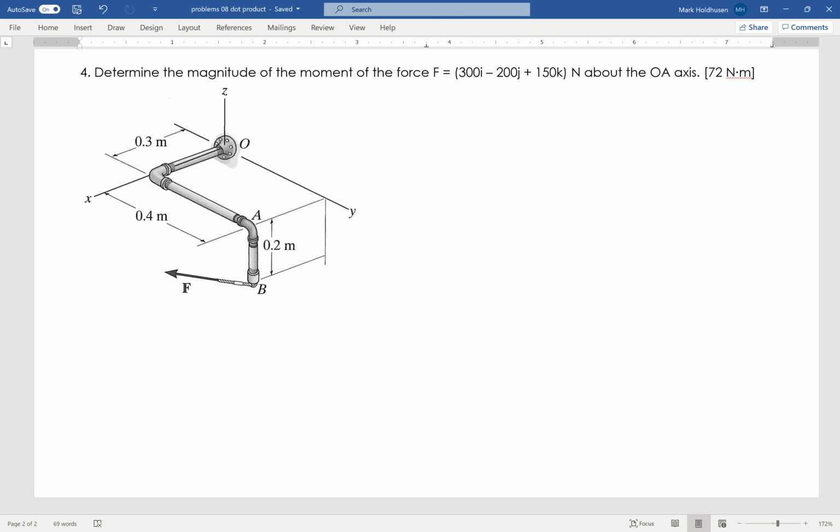I want to determine how this force is creating a moment, and I want to figure out how much of that moment goes about the OA axis, right? So if this is my axis here, I want to find how much of that force is creating a moment, how much of that moment is about that axis.